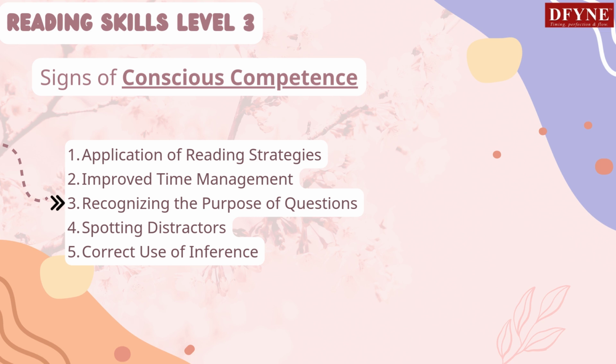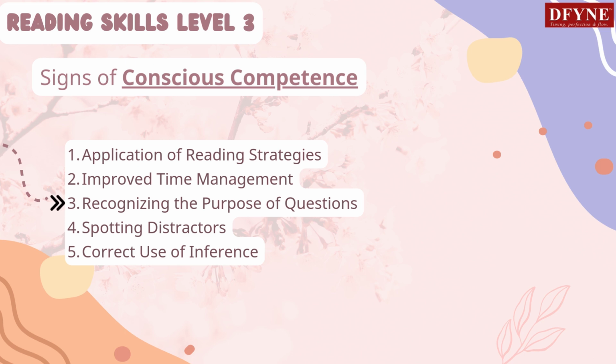Recognizing the purpose of questions is another sign that the learner is in the third stage. So they begin to understand the type of information each question is asking for and adjust their reading approach accordingly. So the learners begin to understand the type of information, for example, factual, inference, or contextual information each question is asking for, and adjust their reading approach accordingly.